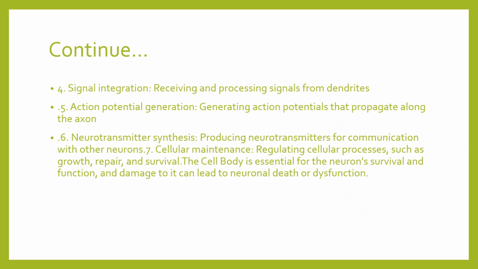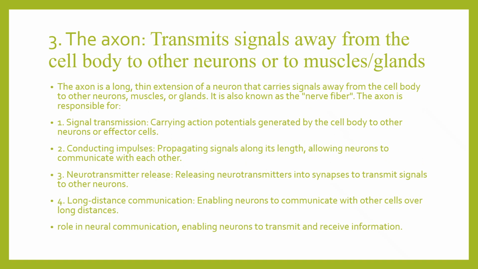Signal integration, receiving and processing signals from the dendrites. Action potential generation, generating action potentials that propagate along the axon. Neurotransmitter synthesis, producing neurotransmitters for communication with other neurons. And cellular maintenance, regulating cellular processes such as growth, repair, and survival. The cell body is essential for neuronal survival and function, and damage to it can lead to neuronal death or dysfunction.